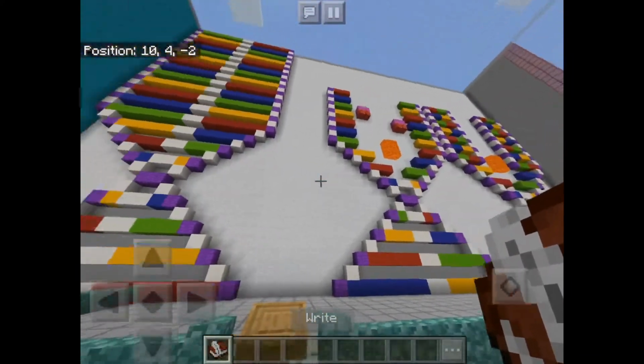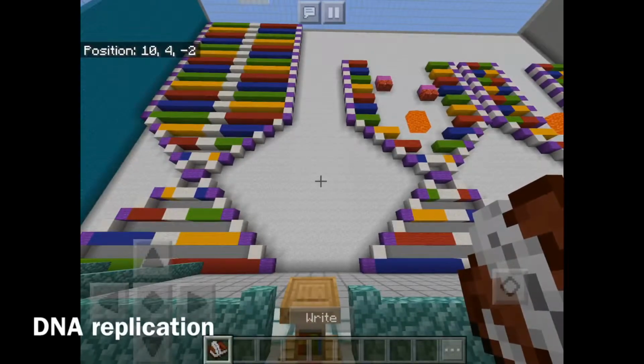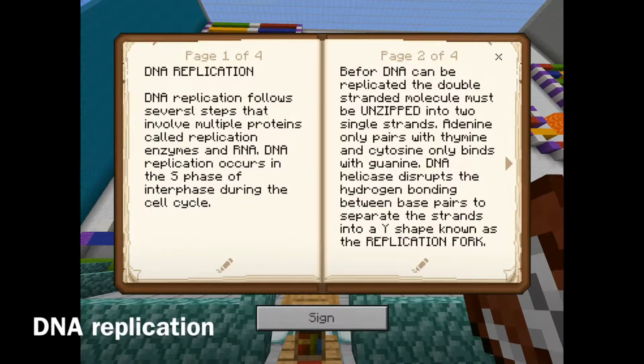Now we move on to DNA replication. DNA replication follows several steps that involve multiple proteins called replication enzymes and RNA. DNA replication occurs in the S phase of interphase during the cell cycle. Before DNA can be replicated, the double-stranded molecule must be unzipped into two single strands. Adenine only pairs with thymine, and cytosine only binds with guanine. DNA helicase disrupts the hydrogen bonding between base pairs to separate the strands into a Y shape known as the replication fork.